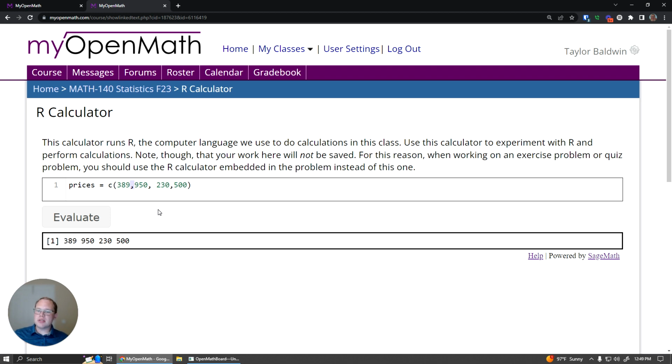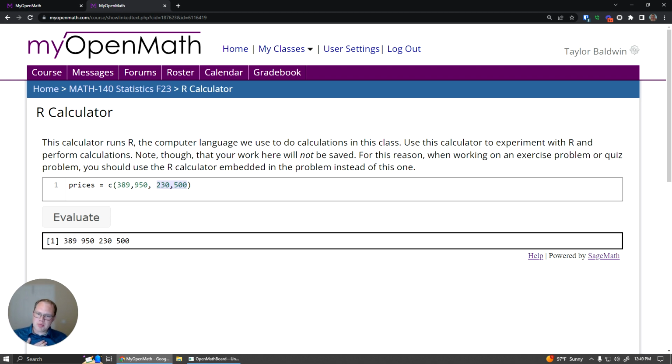When the computer sees the comma, it thinks, oh, you are telling me the next number in the list. The computer only uses commas to say that list item is done, and this is the next thing in the list. So it thinks 389 is the first thing in the list, then there's a comma, so 950 must be the next thing in the list. That's not what we want. We want all of this to be one number.